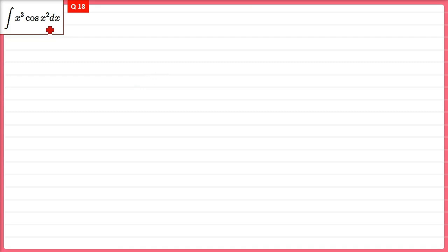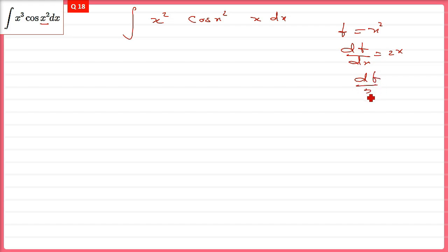x cube cos x square dx. Now again we have an x square, and x square can be gained from x cube. So this needs some replacement. Integration of x cube can be written as x square into x. We have a dx along with this, cos x square. So x square can be taken as t. dt by dx will be equal to 2x. So we have dt by 2 that will form x dx. So this x dx is simply dt by 2. Half can be taken outside. x square was taken as t. Cos x square is cos t.